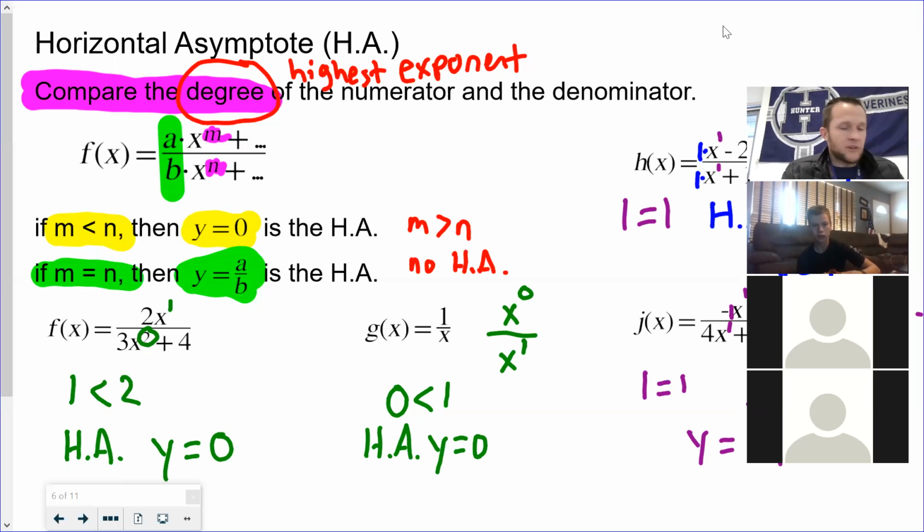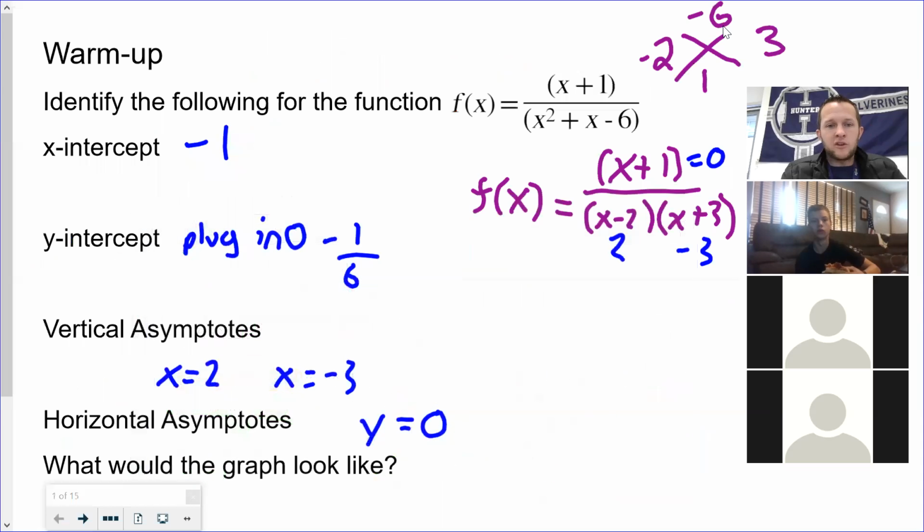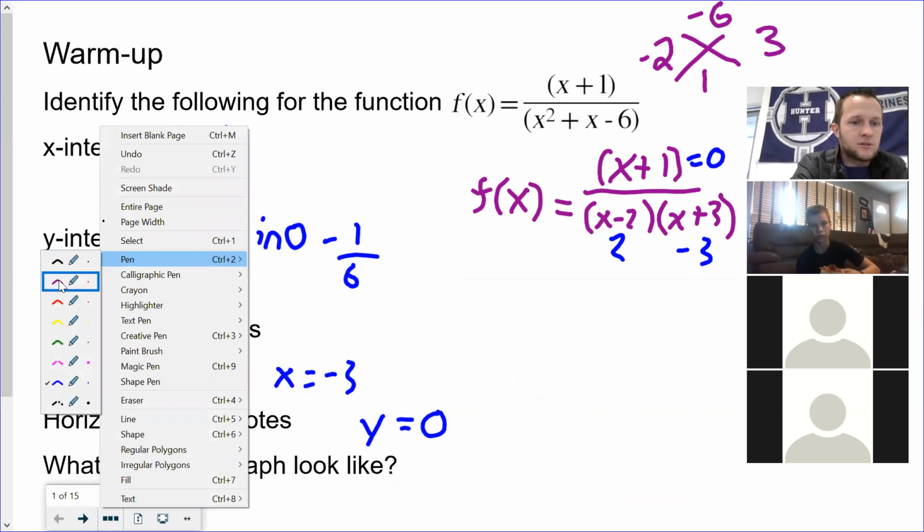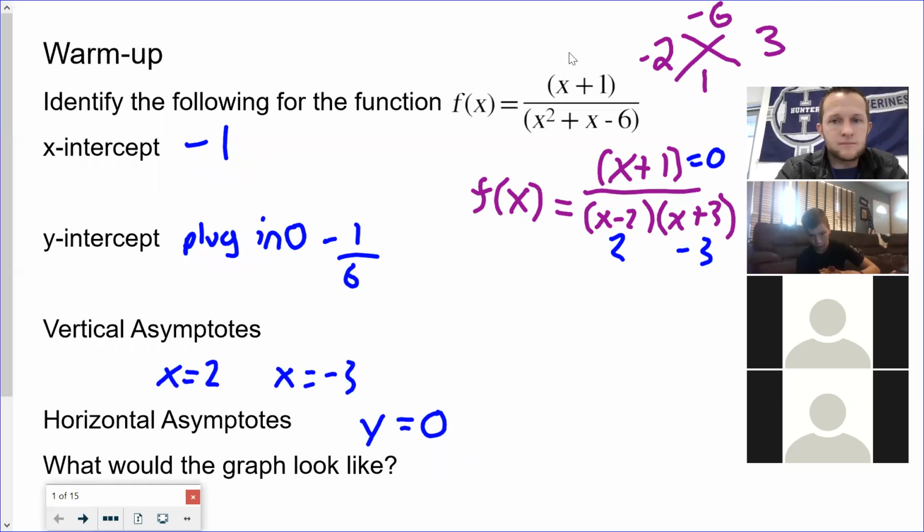So on this one that we saw, Skylar, what's the degree of our numerator and what's the degree of our denominator? The degree of our numerator, wouldn't it be 1? Yep. And then would it be 2? Yep. And so since 1 is less than 2, that's why we got y equals 0. Okay. Awesome. Hey, good job, guys.